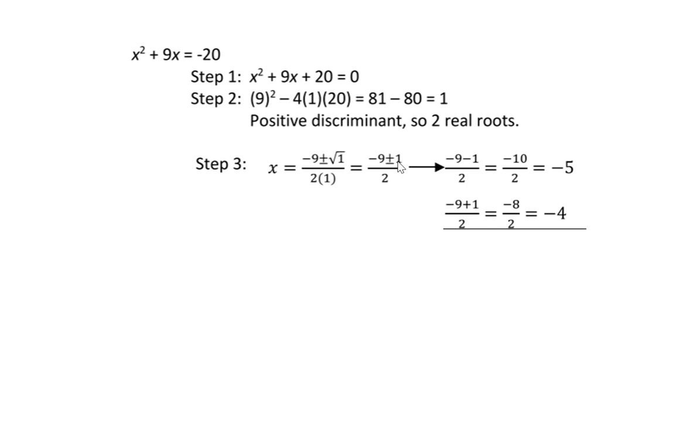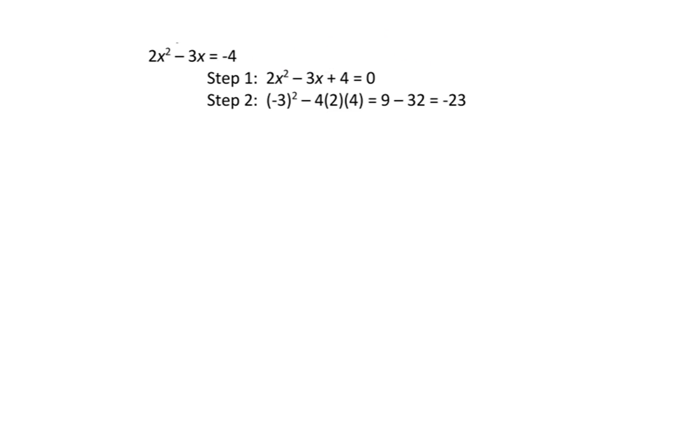Now we're going to add the discriminant. Negative 9 plus 1 divided by 2. Negative 9 plus 1 is negative 8. Negative 8 divided by 2 is negative 4. So therefore, the solutions to this quadratic equation are negative 5 and negative 4. Those are the values that will make this true. Those are the zeros of this quadratic equation. So we've seen one solution, we've seen two. What do you think's coming next?